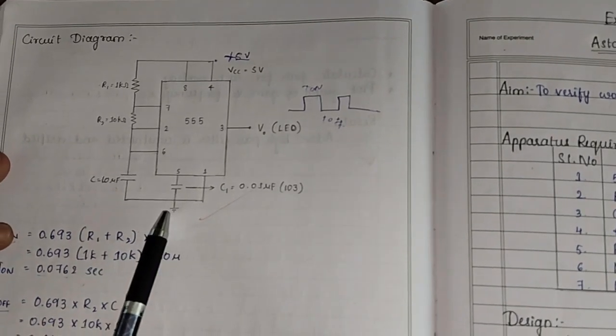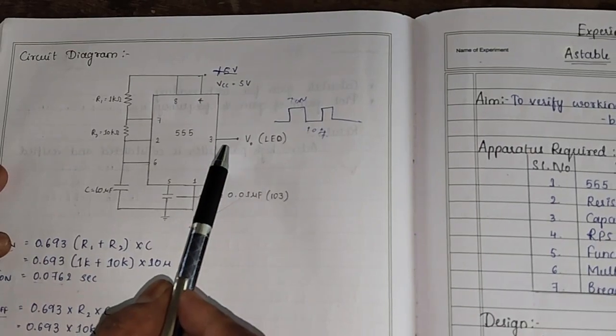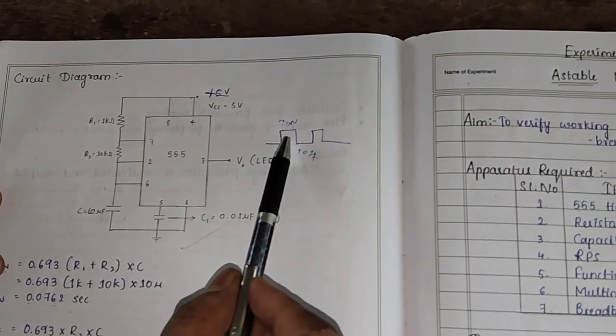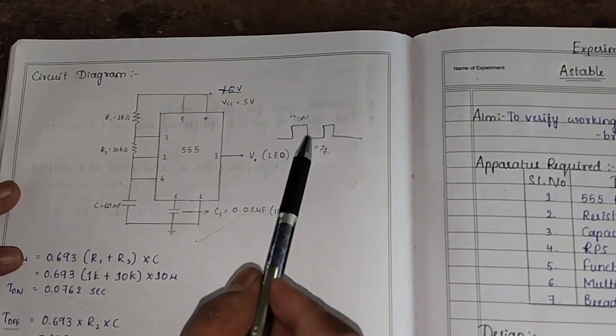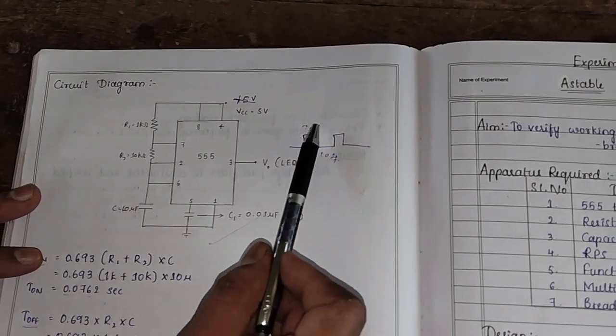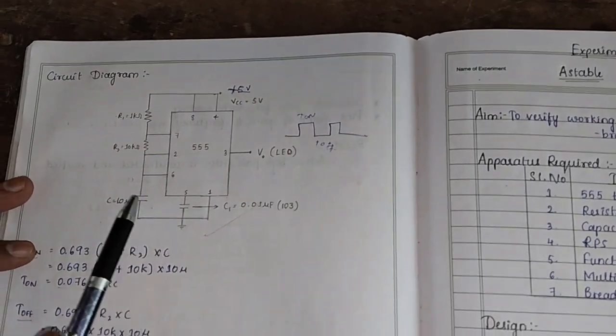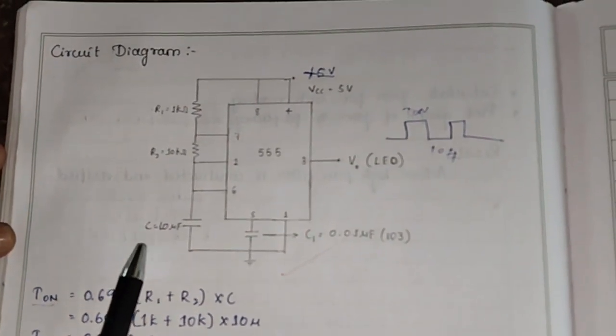This is connected to ground. Once we apply this DC voltage, this circuit continuously generates a square wave having T on and T off. We have to design the values of T on and T off, and they depend on the values of R1, R2 and C.